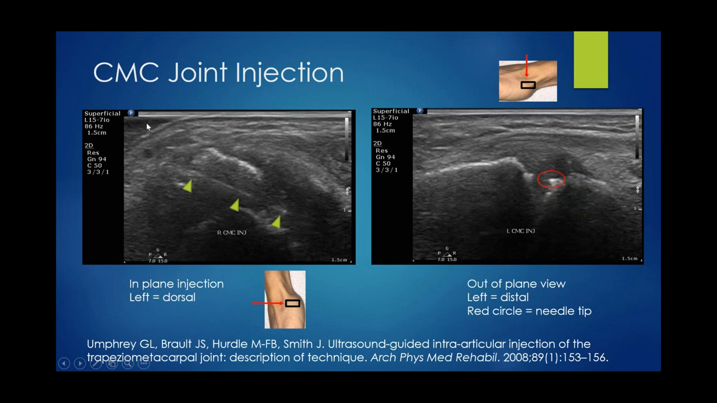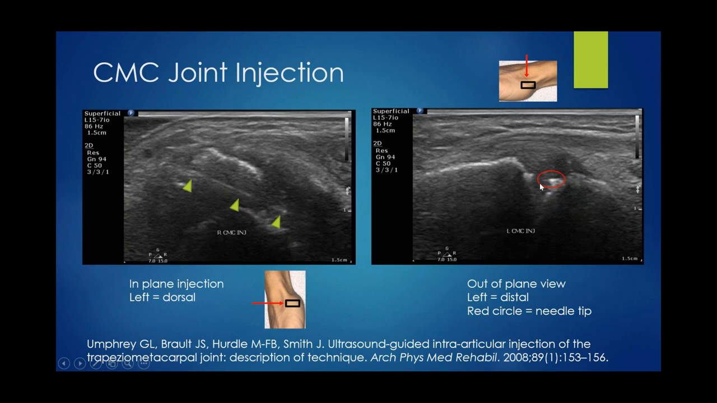Again, using a gel standoff window, the needle is brought in through the gel, into the skin, and then down into the joint. Once the tip is located within the joint, the injection or aspiration can occur. The out-of-plane approach is done with the transducer along the long axis of the thumb. The needle, again, is brought in from the dorsal aspect, short axis to the transducer in this case, where you'd look for an echogenic dot within the center of the joint.